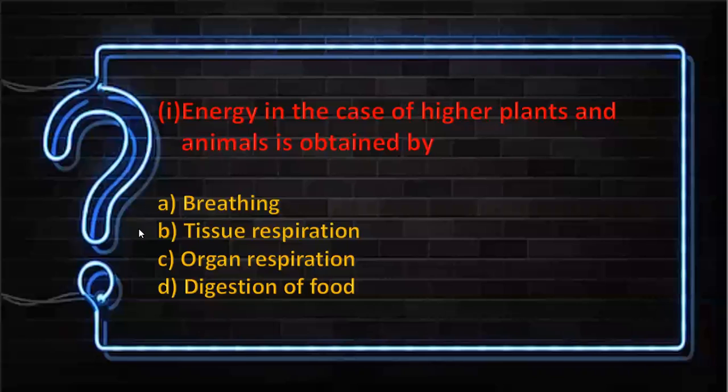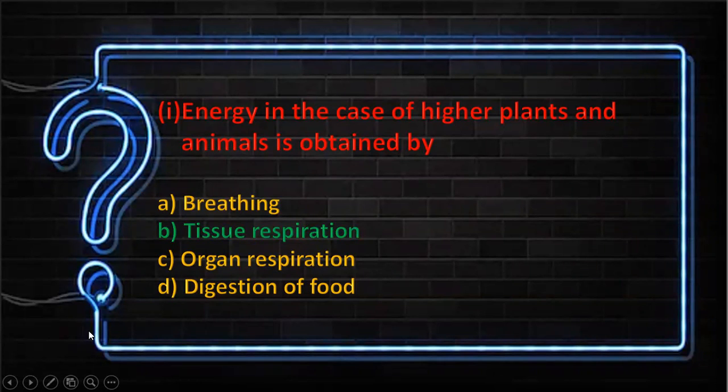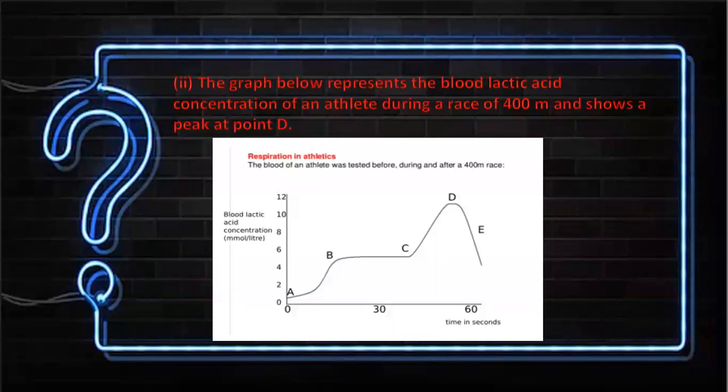So let's take the answer of this question. Exactly, the answer given is tissue respiration. So energy in case of higher plants and animals is obtained by tissue respiration. The second part of the 17th question of your sample paper is that the graph below represents blood lactic acid concentration of an athlete during a 400-meter race and shows a peak at point D. So this is the graph given.